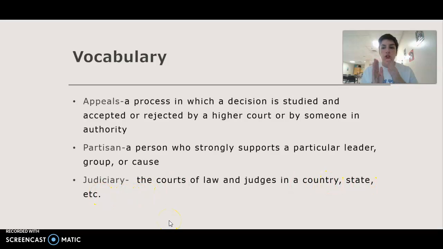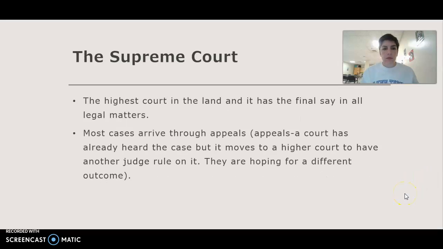So when we have the judicial branch, the judiciary is just the actual group of courts. And the Supreme Court is part of that judiciary. The Supreme Court is the highest court in the land and has the final say in all legal matters. But not every case gets seen by the Supreme Court. So even though it has a final say, the Supreme Court can't possibly cover all of the cases in the United States. Most cases arrive through appeals.